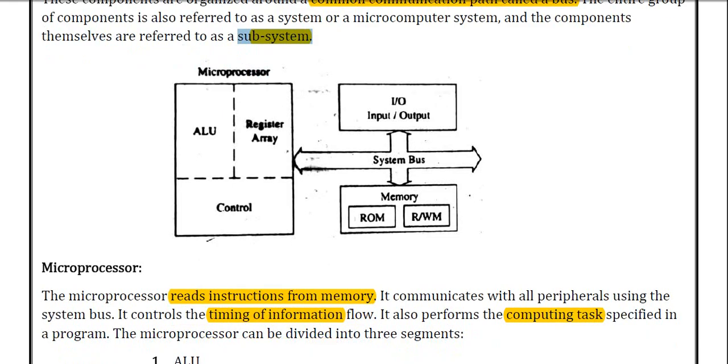In this section we have a microprocessor. In this microprocessor we have the ALU, which is the arithmetic logical unit, then the register array, then the control unit, which is connected with the system bus and also with the input output port and all the memory, which are ROM and RAM.